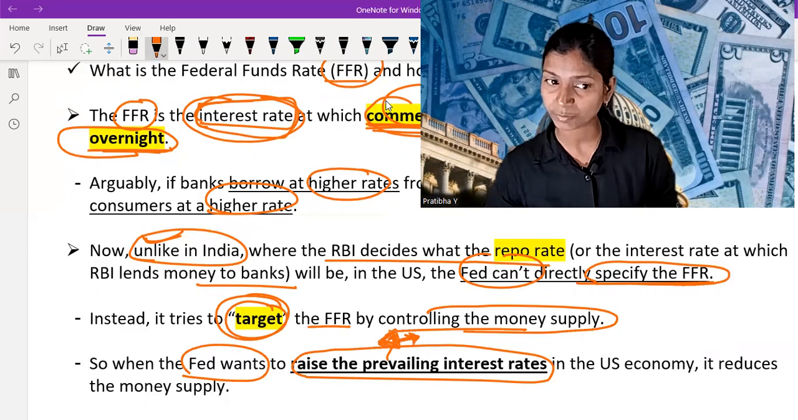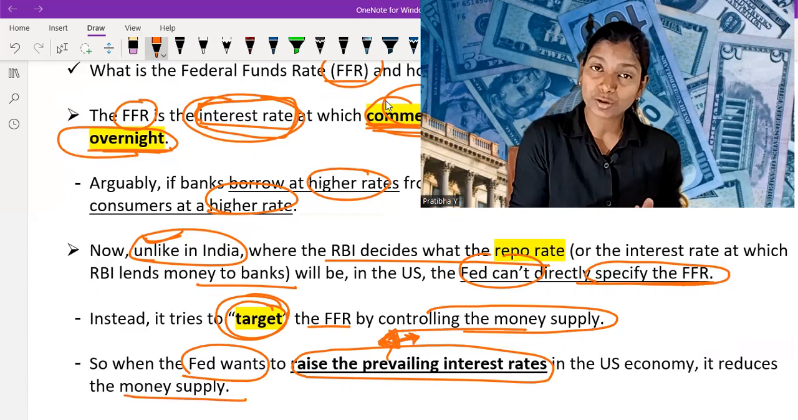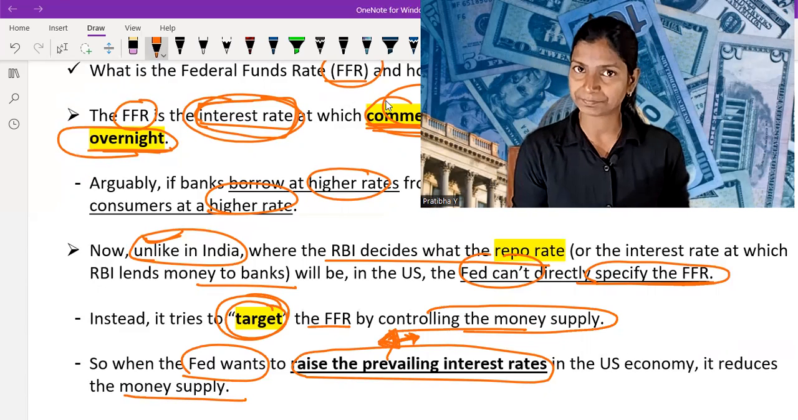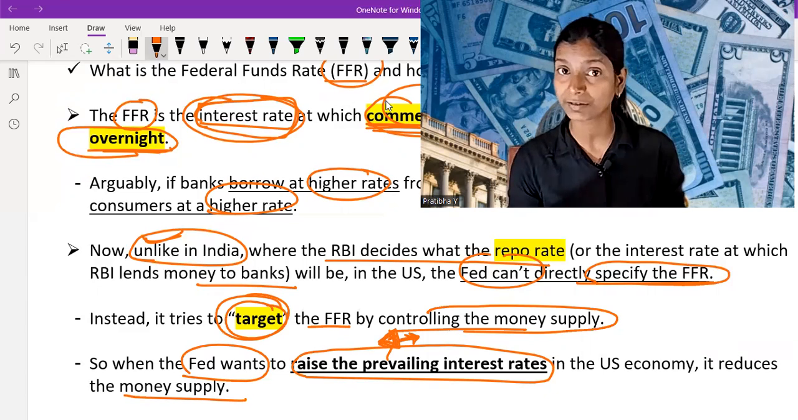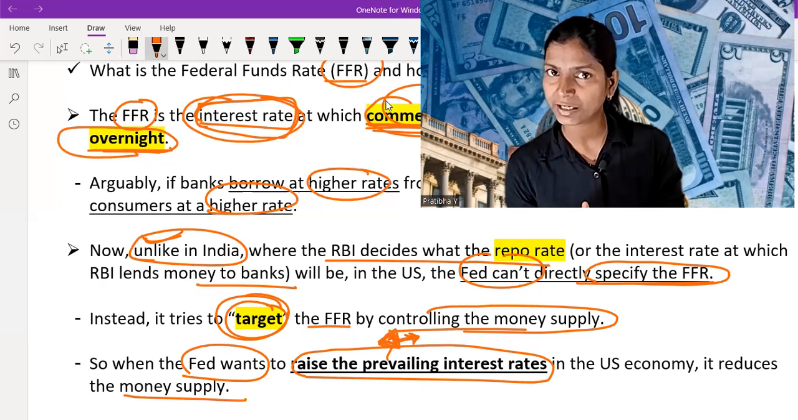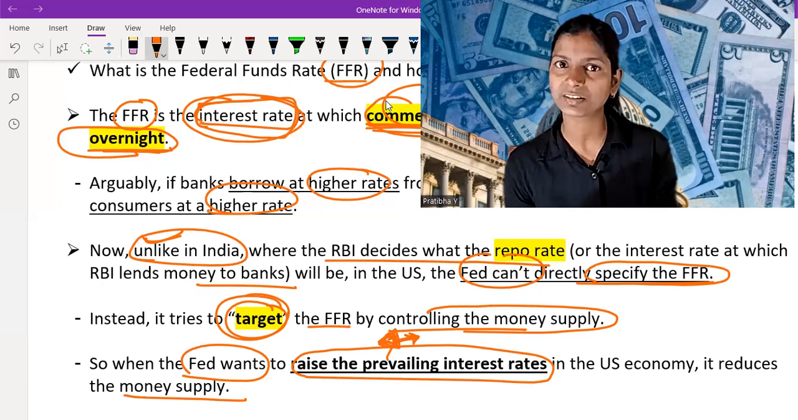So in the US economy, it reduces the money supply. If the Fed wants to raise the prevailing interest rate, it reduces the money in the market. If the money in the market is reduced, commercial banks borrow from each other overnight at a higher rate because there is less money in the market. And when they lend money to the consumer, they also give that money to the consumer at a higher interest rate. So it can't directly interfere in the FFR, but tries to raise the prevailing interest rate by controlling the money supply in the market.